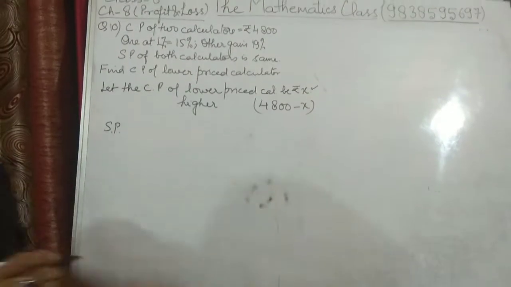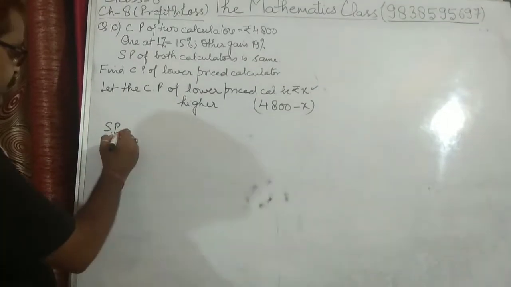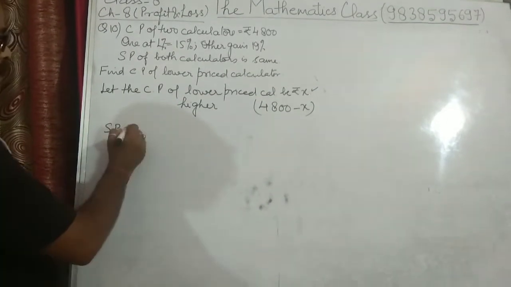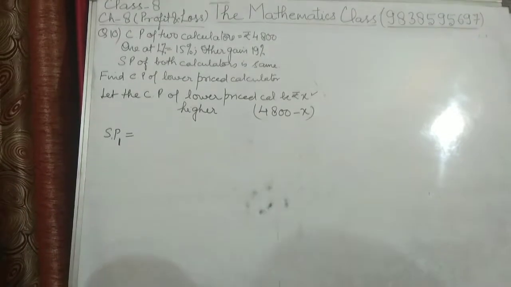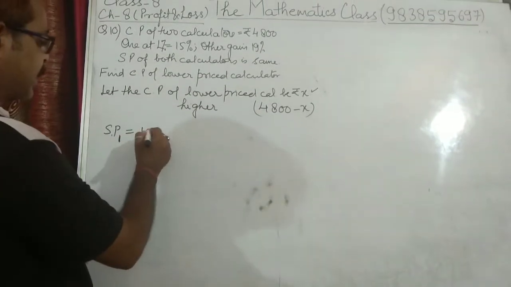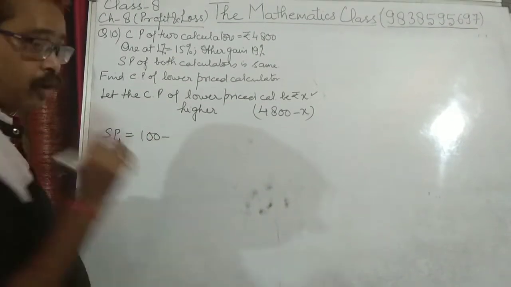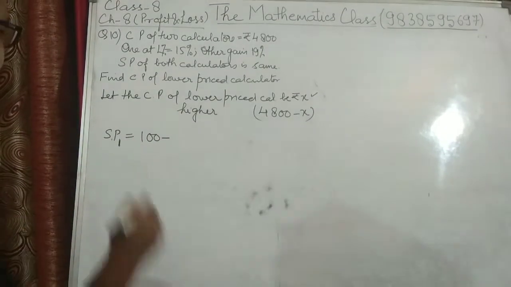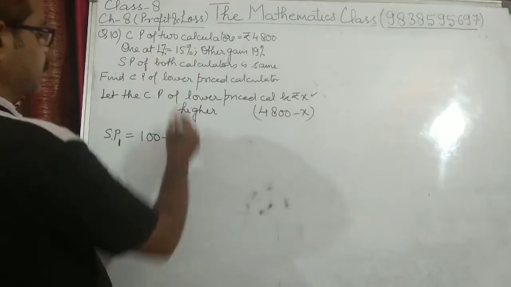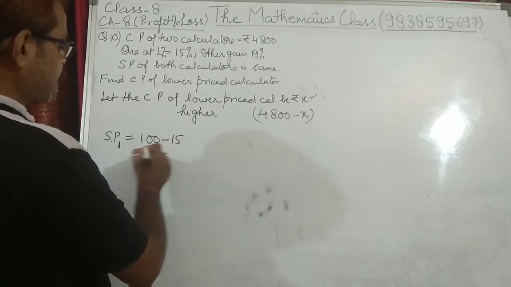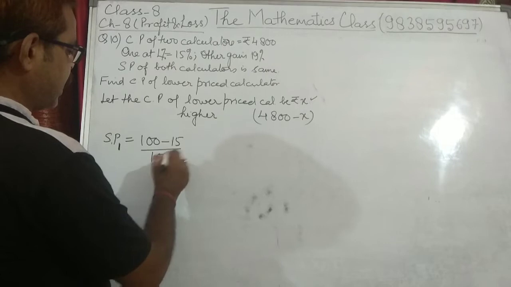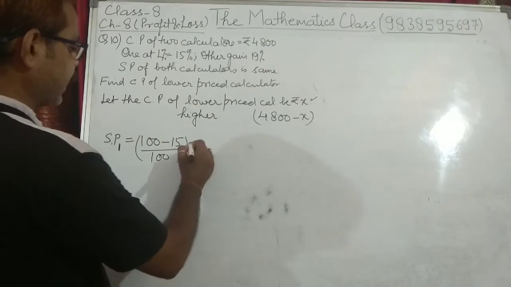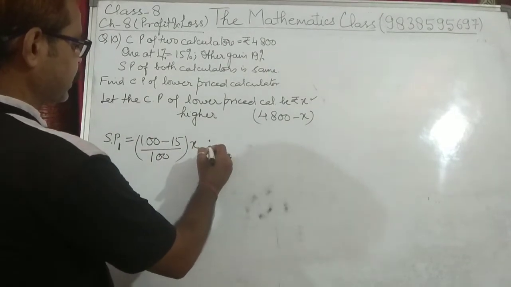We'll find out the selling price of the first calculator. I am writing SP1. The selling price of the first calculator will be 100 minus loss percent. The formula is (100 minus loss percent) upon 100 into CP. So 100 minus loss percent; loss percent is 15, upon 100, and into CP means into X. This is for the first case.